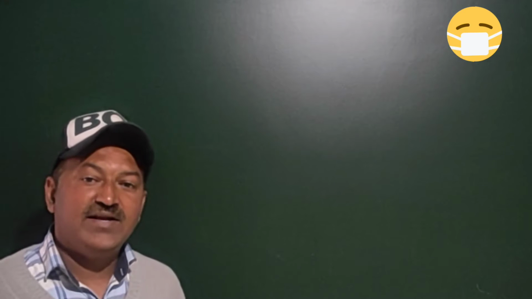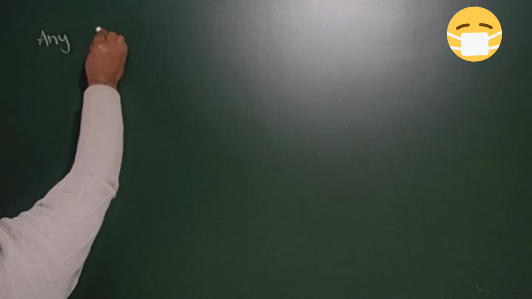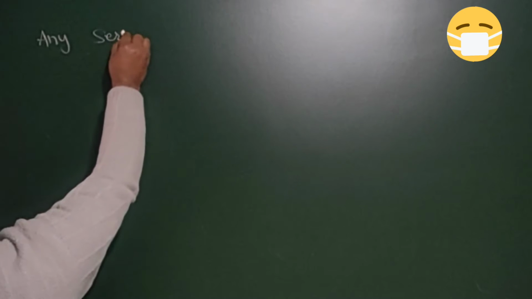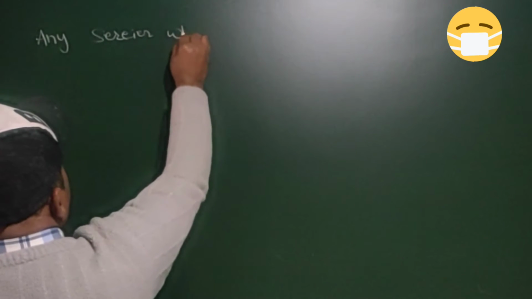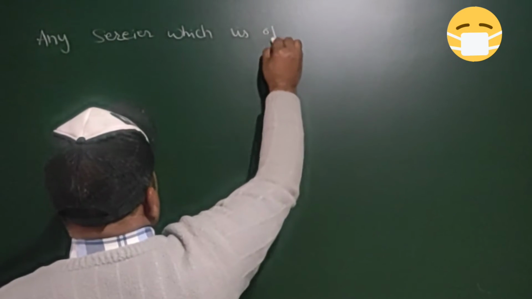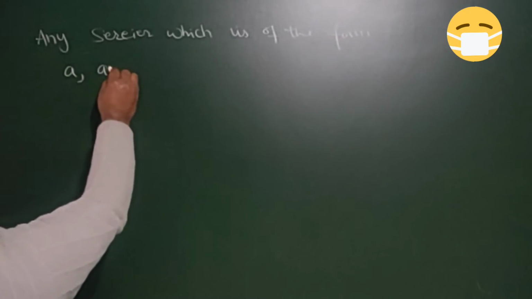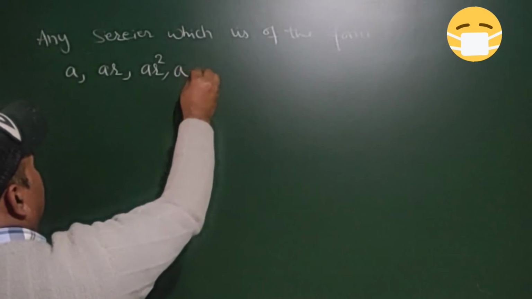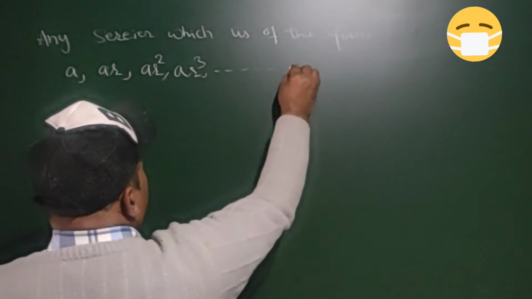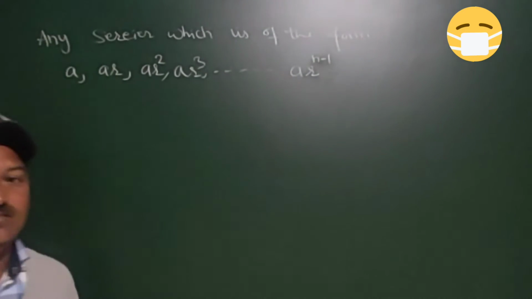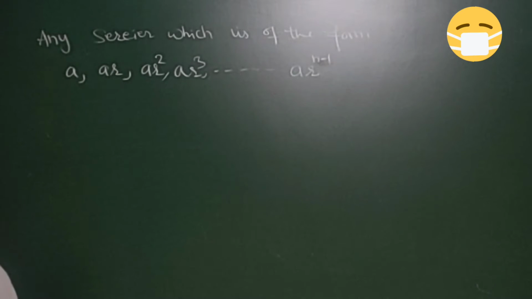So first of all, what is a geometrical progression, GP? Any sequence, any series which is of the form a, a into r, a into r square, a r cube, dot dot dot, a into r to the power n minus 1, is called a geometrical progression.